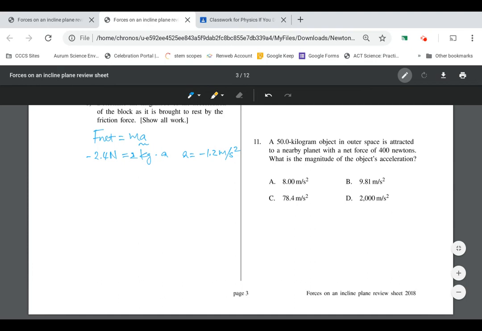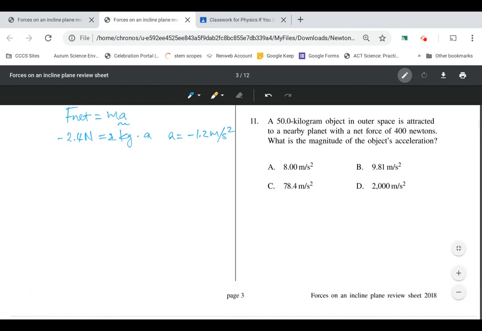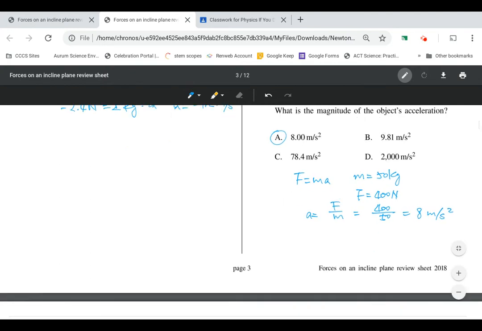Question number 11. F equals MA. M is 50 kilograms. F is 400 Newtons. So your A is force divided by M. 400 divided by 50 equals 8 meters per second squared. It's A.